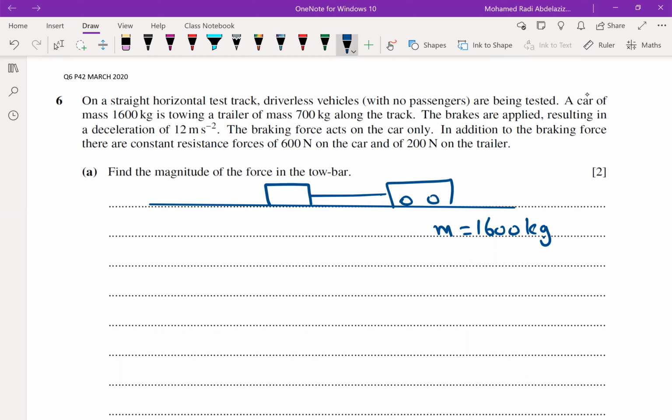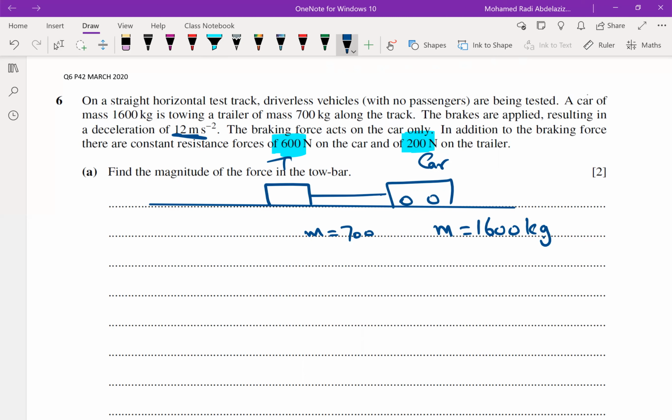So they are connected two particles. This is the car, name it C, and the trailer is G. Mass is 700 kilogram. The brakes are applied, resulting in deceleration 12. This is the deceleration. The braking force acts on the car only. In addition to the braking force there are constant resistances. Resistance of the car is 600. Resistance of the trailer is 200. Find the magnitude of the force in the tow bar.